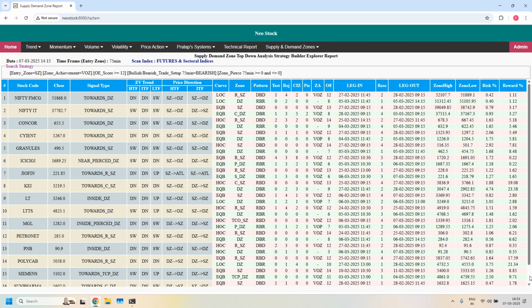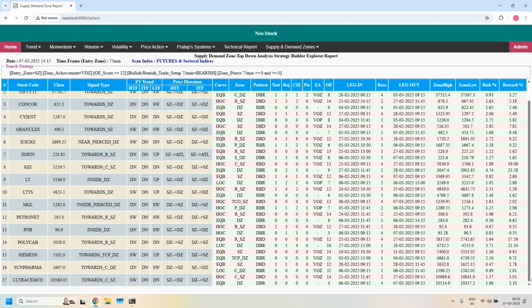I am scrolling the list down. Remember, first two are indices. Remaining all are equity stocks. So total 17 stocks are filtered. All these 17 stocks are supporting bearish trade setup for weekly income trade, and entry time frame zones are 75 minute supply zones. That means all these supply zones are 75 minutes time frame supply zones.